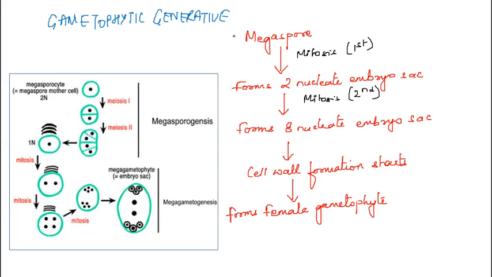Now coming to the gametophytic generation. These megaspores which are formed will give rise to what? They will form the female gametophyte. What is the female gametophyte? It is the embryo sac.